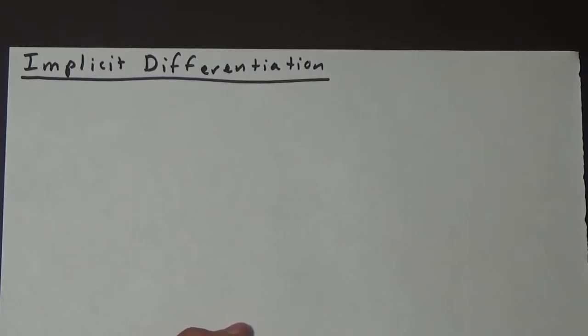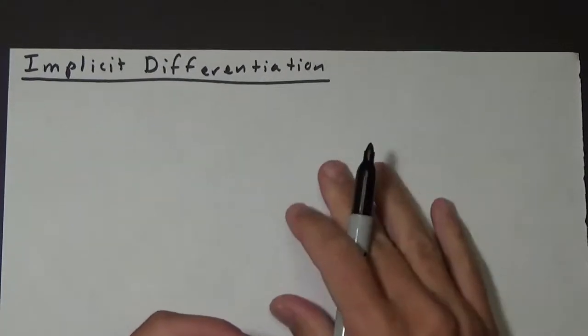Now at this point, some people might be wondering, well, what's the difference between an equation in explicit form and an equation in implicit form? So let's go over those.